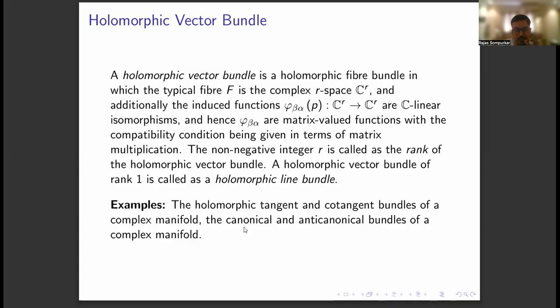So it will be a line bundle, and that line bundle is called the canonical line bundle of a complex manifold. And then the dual of that canonical line bundle is called the anticanonical line bundle. This canonical line bundle is denoted by K_M, where M is the complex manifold, and the anticanonical is denoted by K_M, the whole inverse. So in this way, we have these canonical and anticanonical line bundles as well.